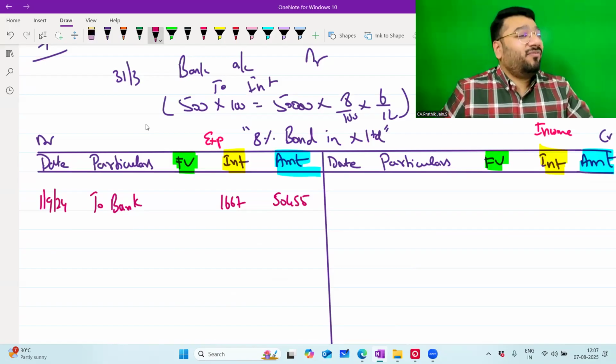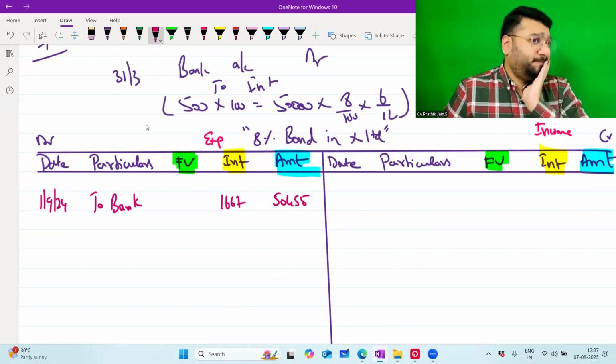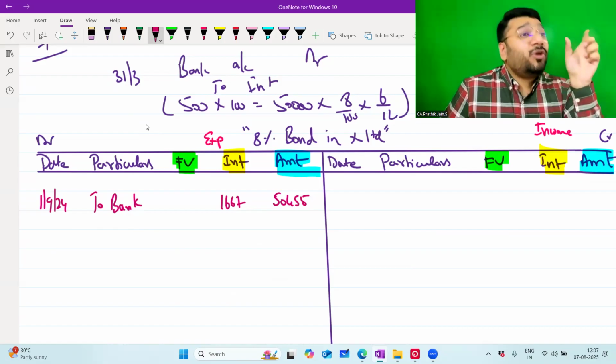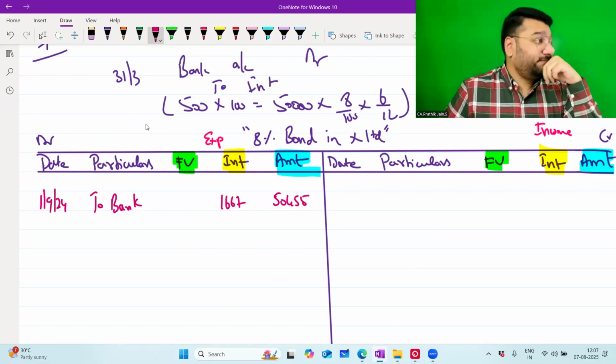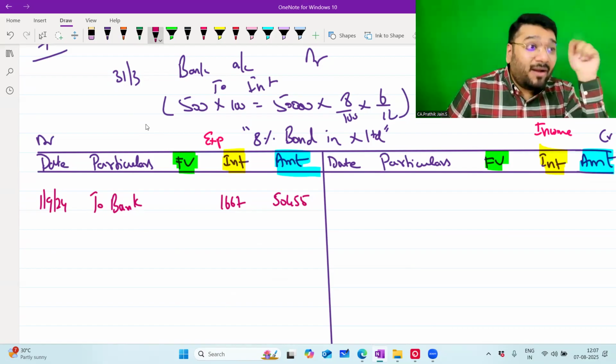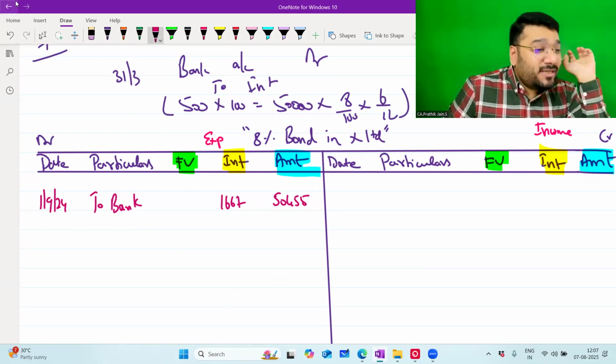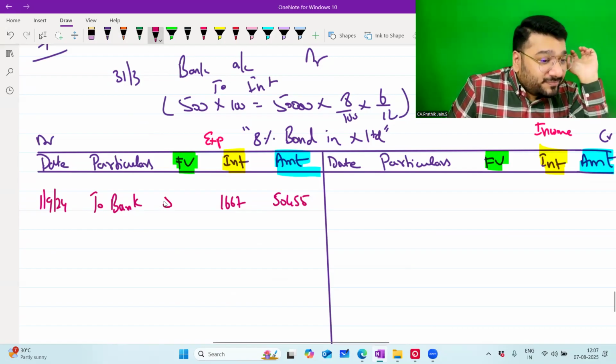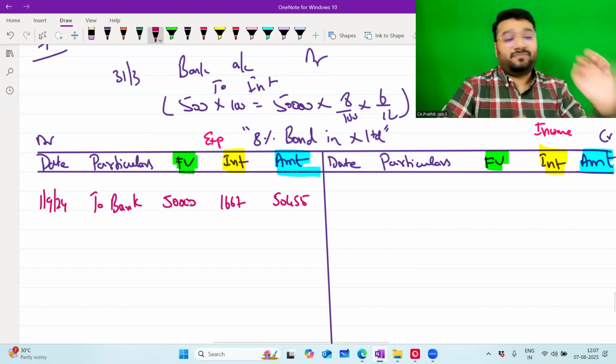Now, face value column. What will come? You write the entire face value of the investment. 500 multiplied by 100, so 50,000 is the face value. Write it down.